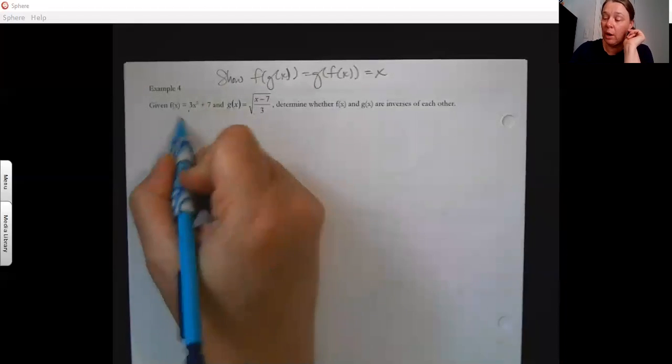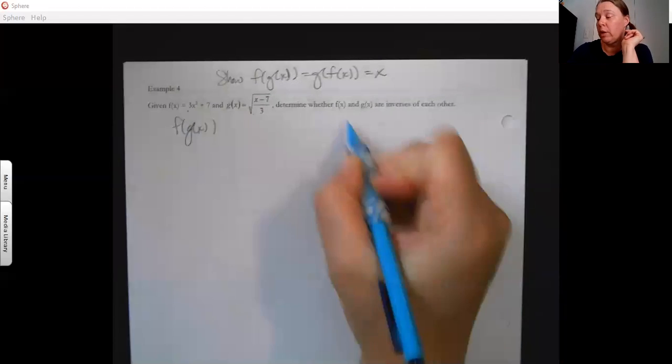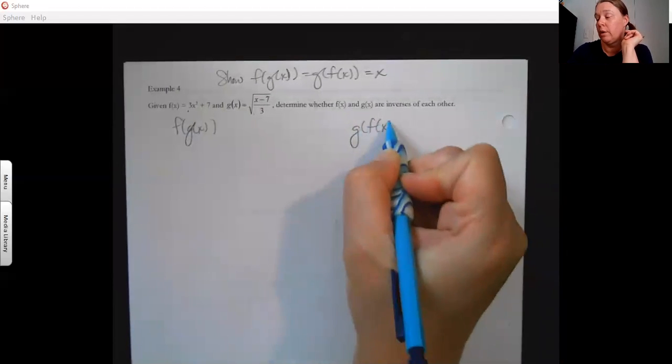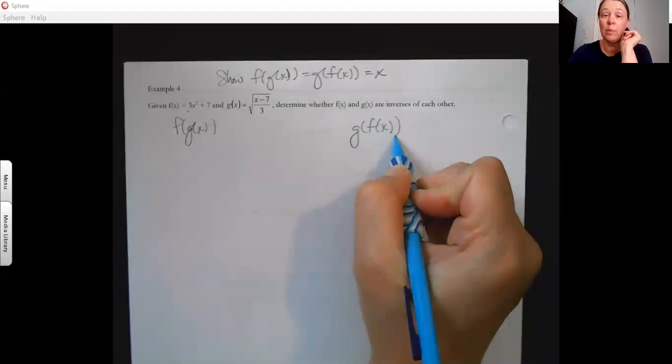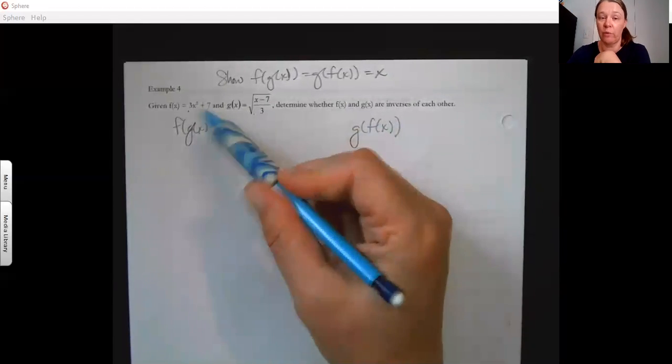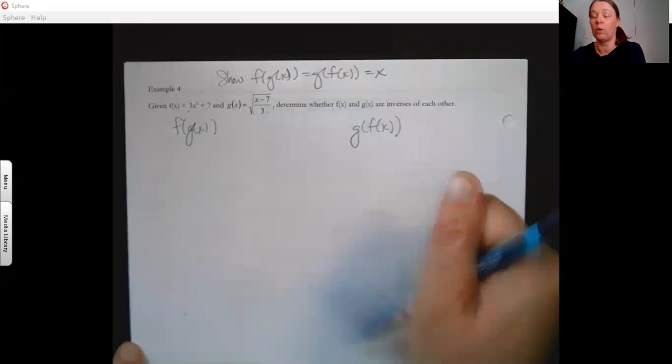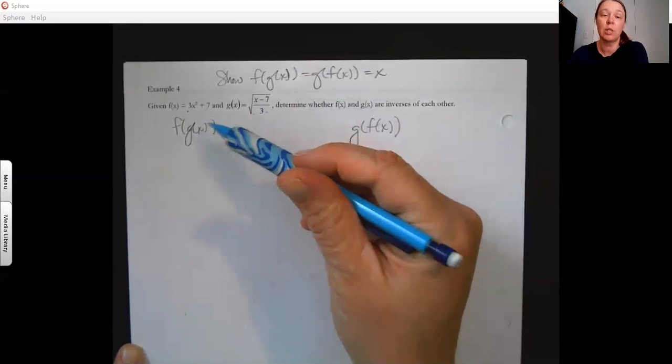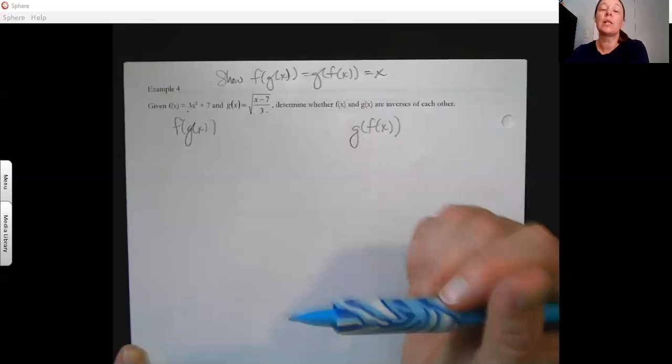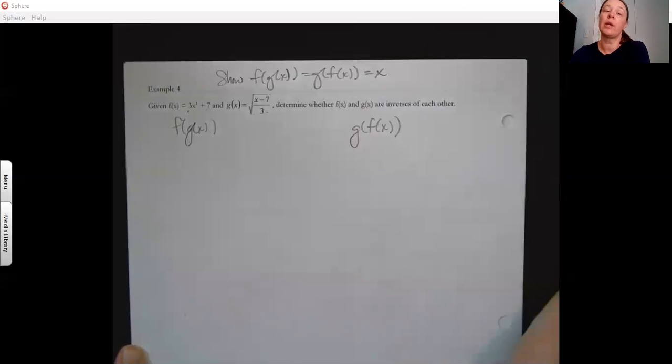Okay, so first I'm going to figure out what f of g of x is, and then I'm going to figure out what g of f of x is. So you do have to do it in both directions. On the test also, it will say use composition of functions to verify that they're inverses. So what you cannot do is take this, go through, find the inverse and say, oh, it equals this, and then take this and find the inverse and say, oh, it equals that. Okay, the directions on the test will say use composition of functions. So make sure that you are using composition of functions.